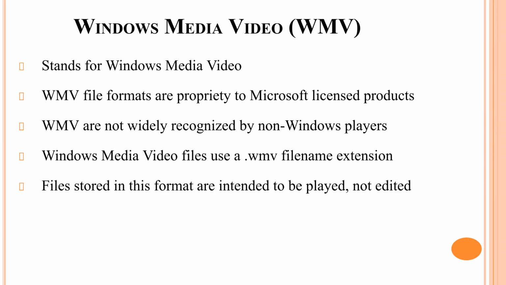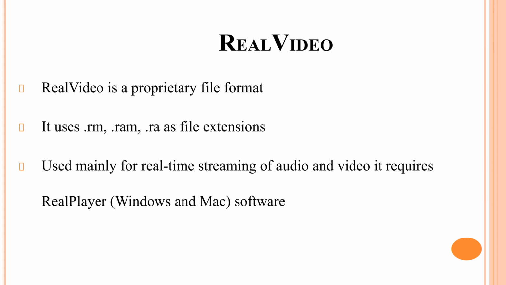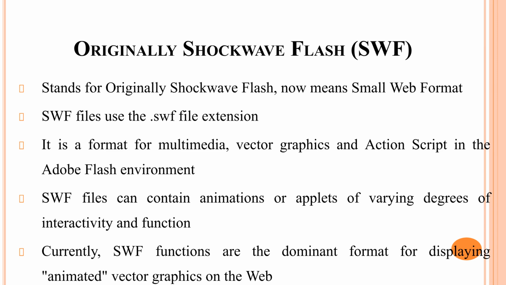WMV, or Windows Media Video, is proprietary to Microsoft licensed products. These files use the .wmv extension and are not widely recognized by non-Windows players. They are intended for playback, not editing. Real Video is a proprietary format that uses .rm, .ram, or .ra extensions. It is primarily used for real-time streaming of audio and video and requires real player software.